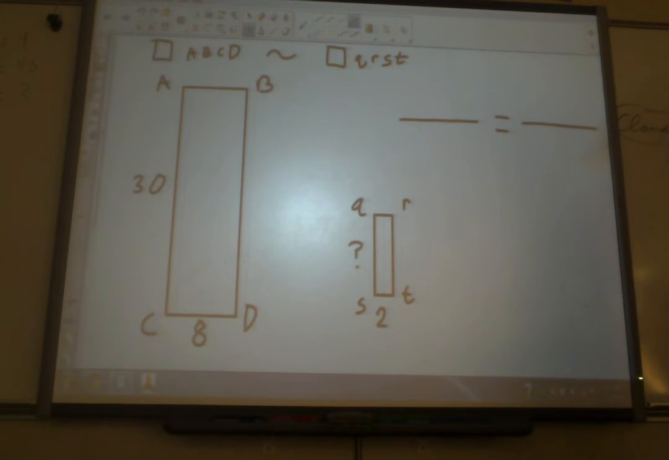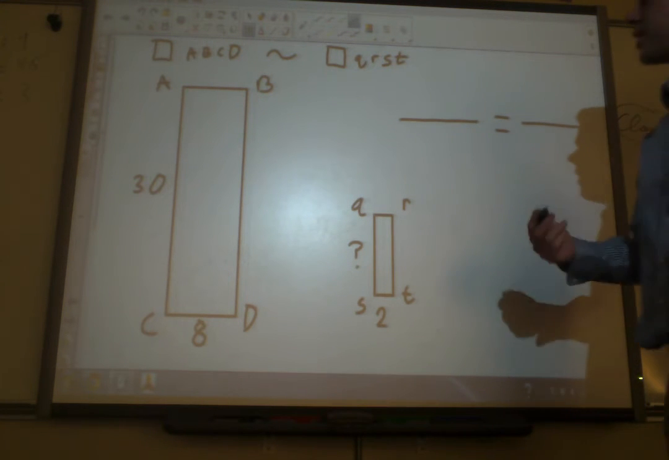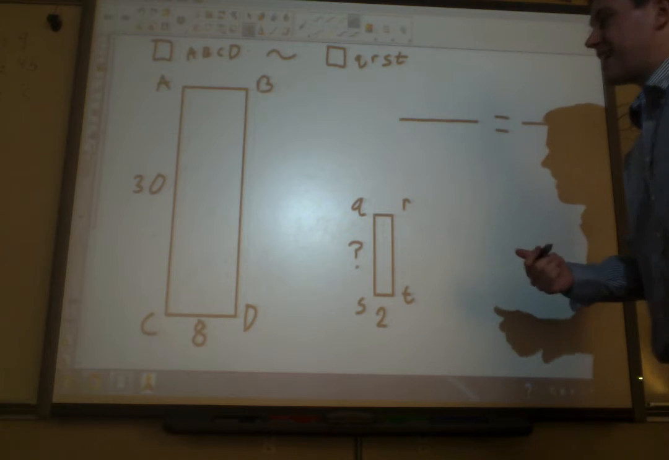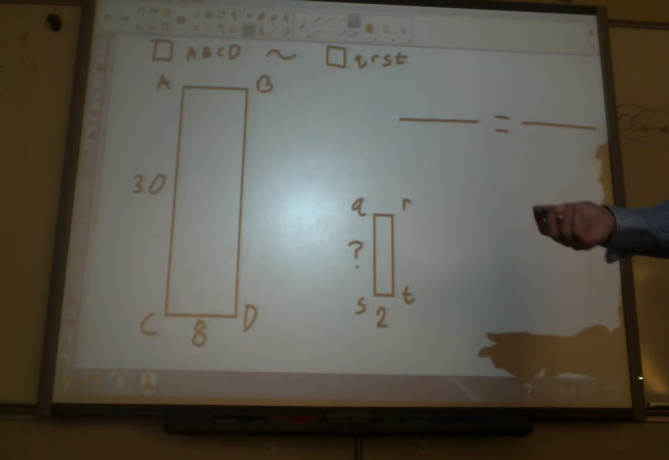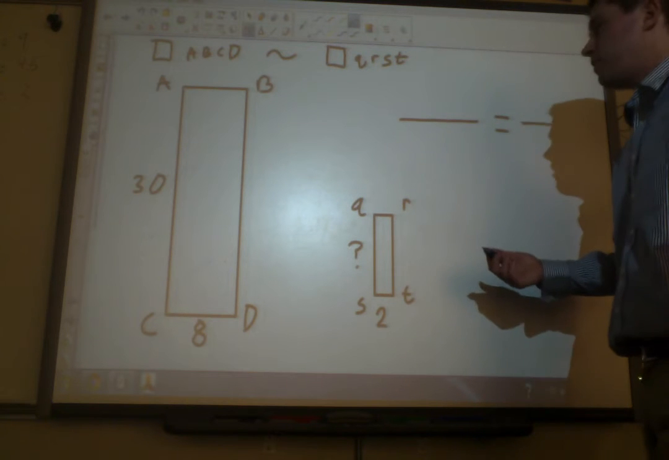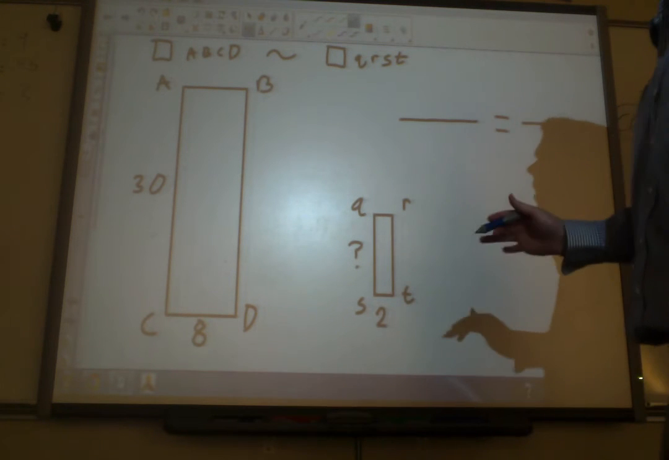Okay? The best way I can describe how to set up proportions in similar figures is that they've got to be a technical phrase which I like to call matchy-matchy. Okay? They've got to be matchy-matchy. Let me try to explain what I mean.